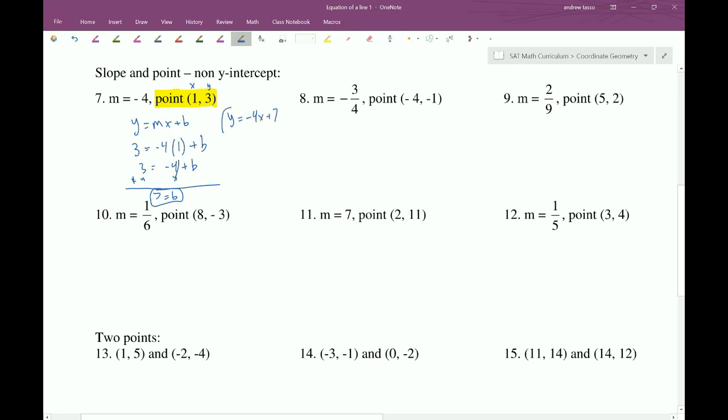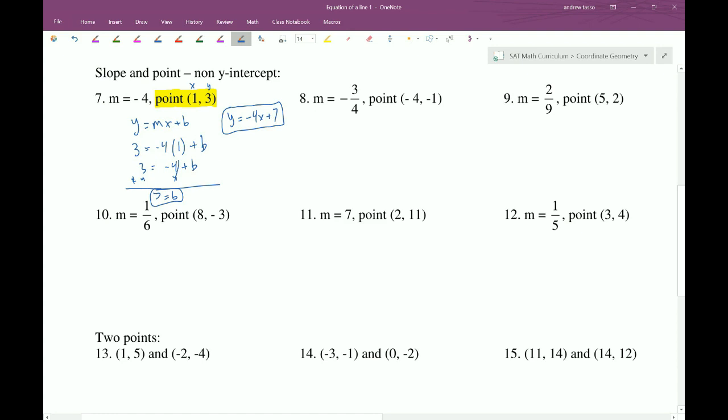Now, an important thing to take note of here is the fact that we use x and y in order to figure out what b is. But then when we plug into the equation, we do not plug in x and y in the end, okay? We only plug in x and y to find out what b is, but then to find the actual equation, we leave it as x and y.